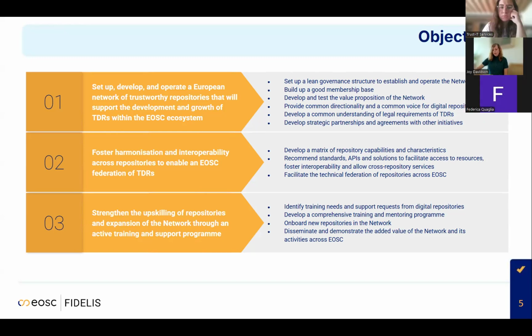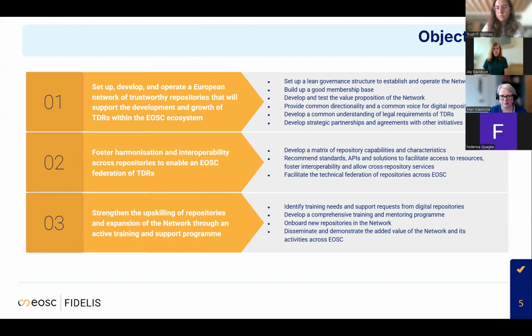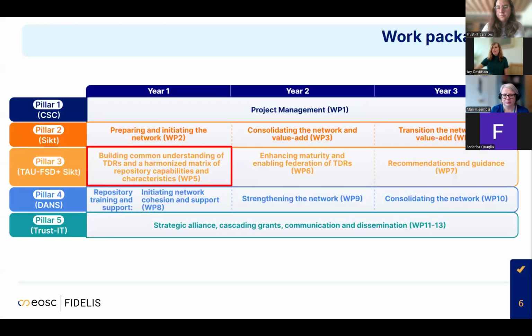The other thing that we will be doing is trying to support repositories to become and remain more trustworthy and FAIR enabling over time. So there will be quite a lot of efforts to foster harmonization of interoperability and to build the kind of codes of practice that people will work towards. And the final strand of the activity is really about trying to upskill people, trying to make sure that the people who work in repositories have the skills that they need to be able to keep their repositories FAIR enabling and trustworthy over time.